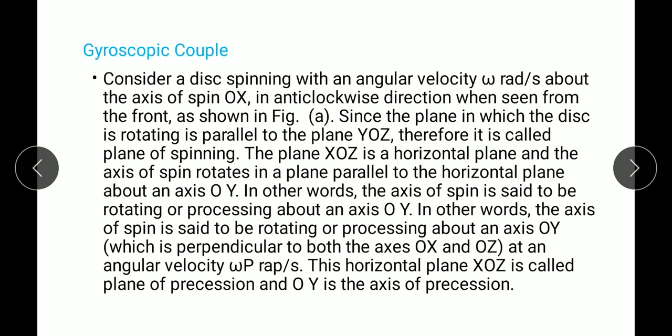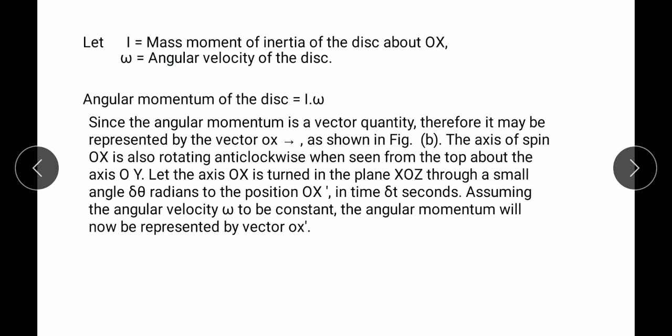The plane XOZ is the horizontal plane and the axis of spin is rotating parallel to the horizontal plane about an axis OY. In other words, the axis of spin is said to be rotating or precessing about an axis OY which is perpendicular to both OX and OZ. It has angular velocity ωp radians per second. The horizontal plane XOZ is called the plane of precession. OY is called the axis of precession.